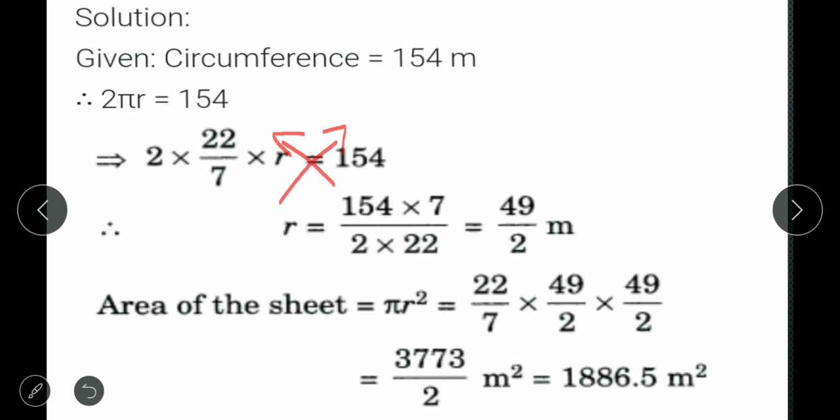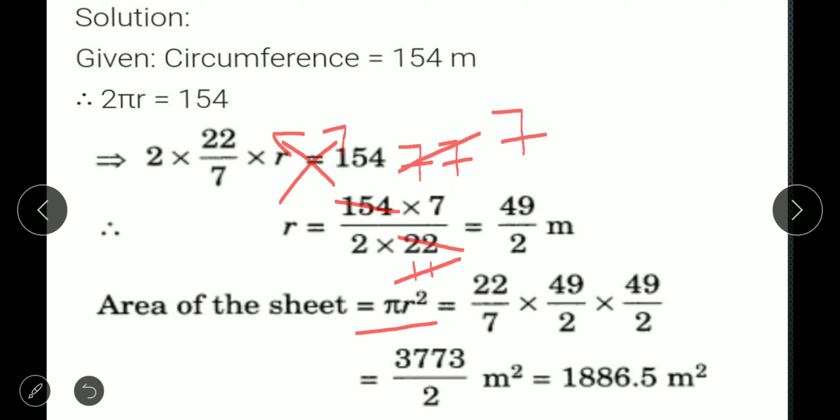Now simply solve it, cancel it if they are cancelling. 2 1s are 2, 2 1s are 2, 2 7s are 14, 1 is left, 2 7s are 14, 11 1s are 11, 11 7s are 77. So 7 into 7 will be 49 upon 2 meter is our radius. Now we have to find the area also. We have found the radius.